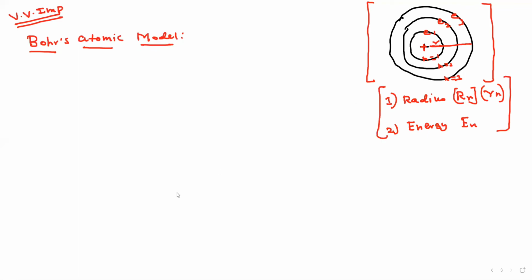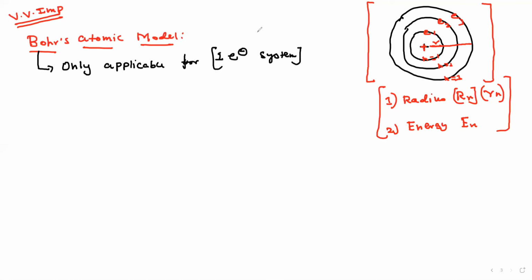I'm going to give the direct formula to find out the radius of a given atom. Now you have to understand something very important: the Bohr atomic theory is only applicable for one electron systems. Which is a one electron system?